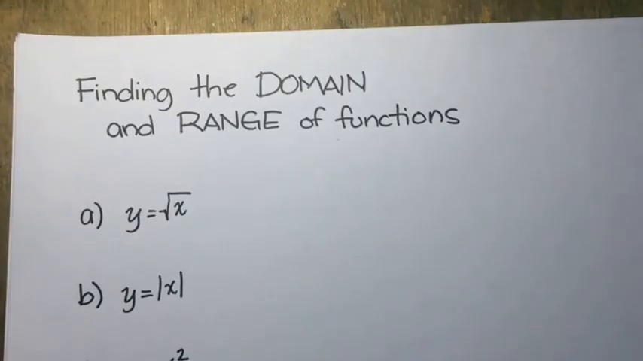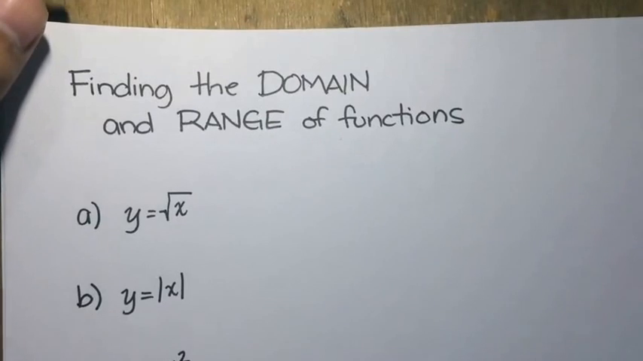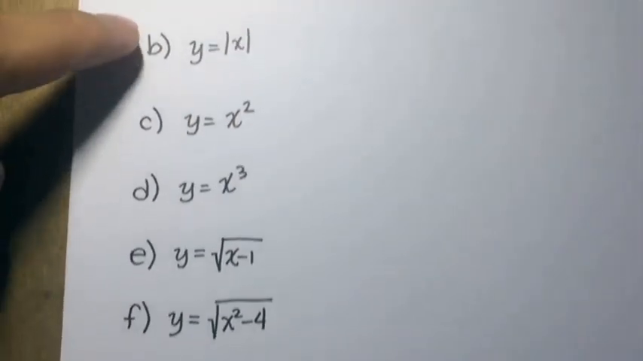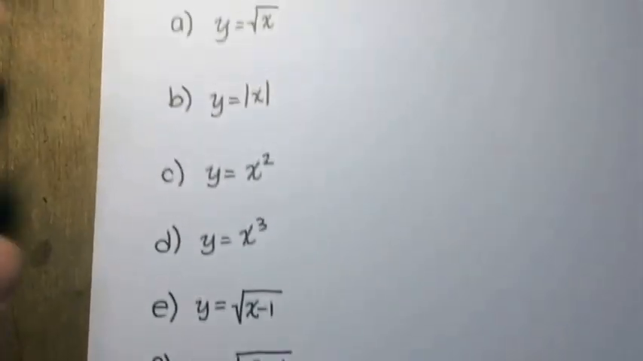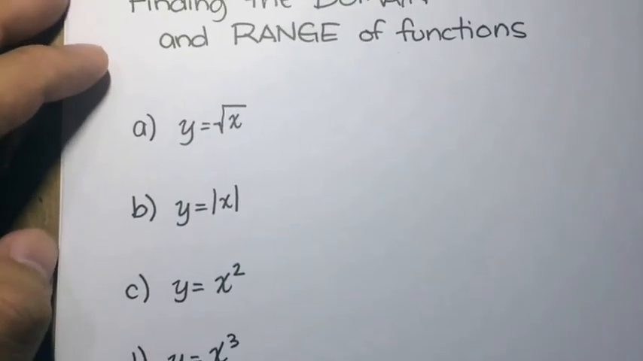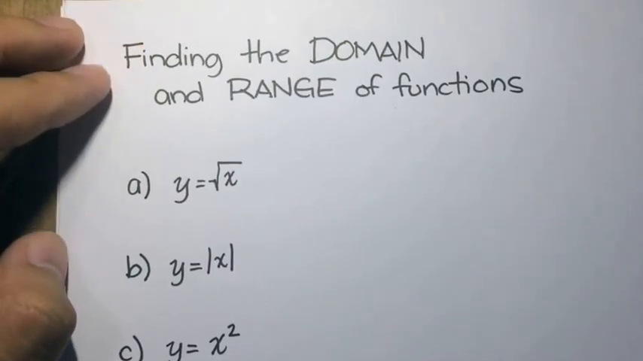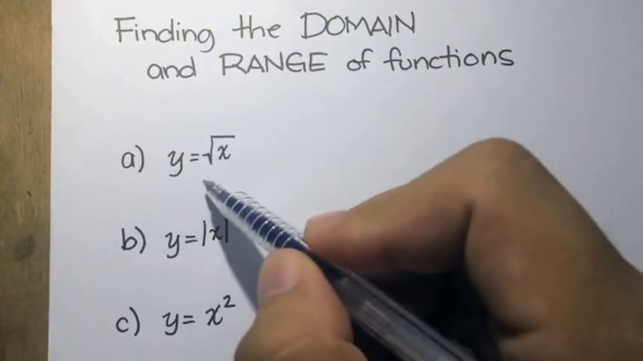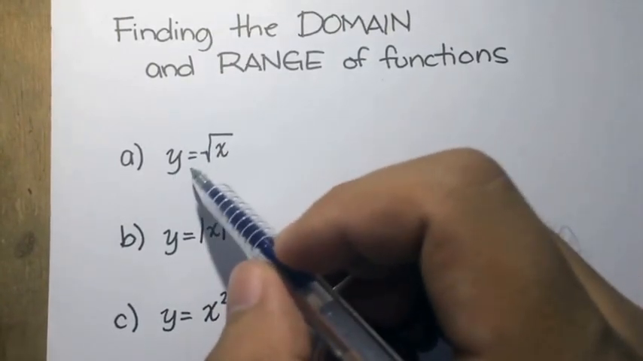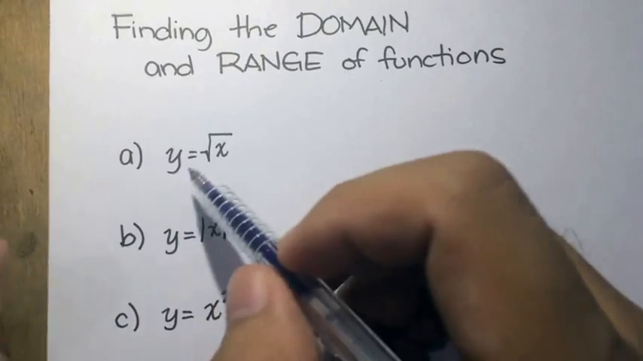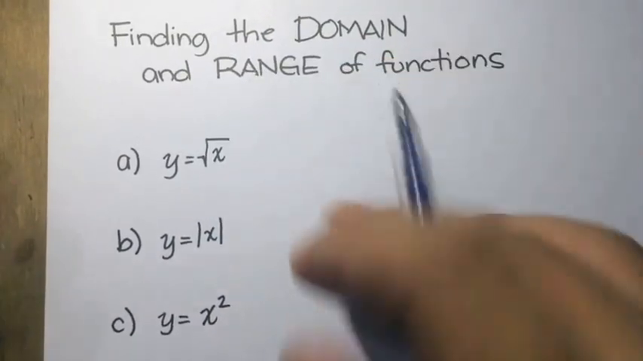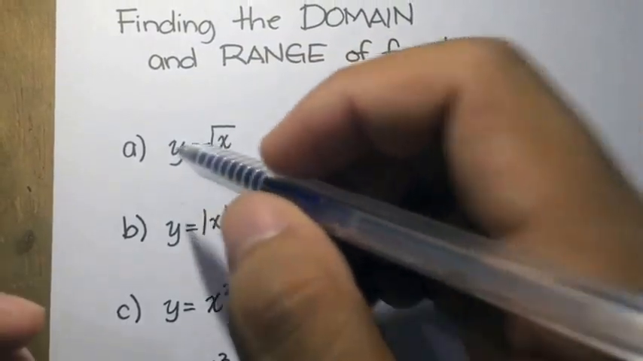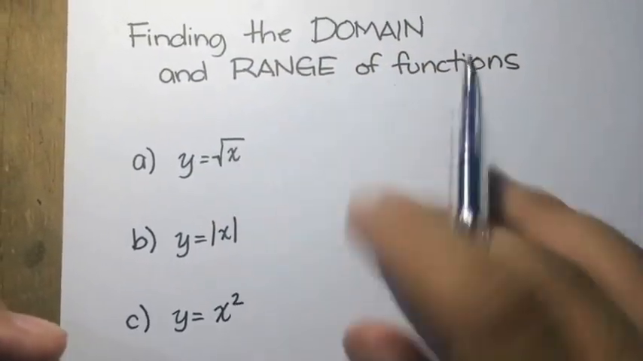Now, let us try to find the domain and range of some basic functions. Here are some examples. I have here 1, 2, 3, 4, 5, 6, 7 examples to show to you to get a general idea about the domain and range of functions. Our function is a relationship between x and y. For my examples, let's say x is our independent variable and y is the dependent variable.